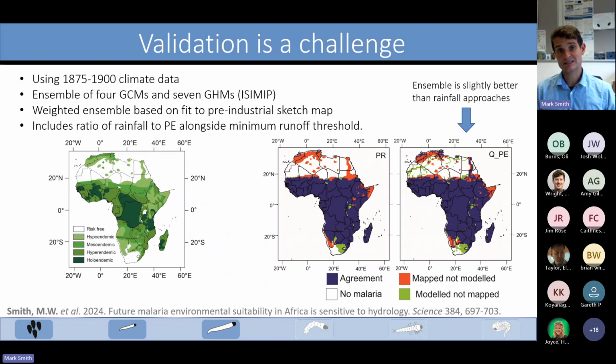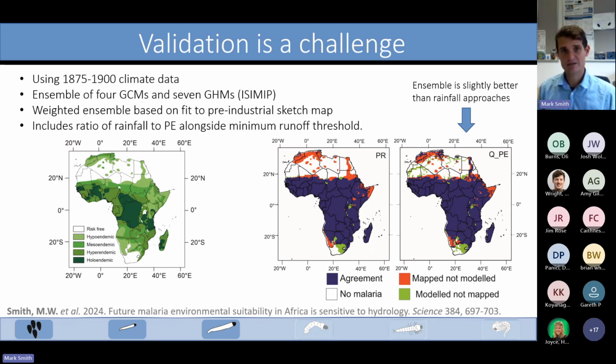Our runoff-based approach, our hydrological approach, suggests that the Orange River corridor would be suitable for malaria. That's not in the sketch map, but we do note that there are records of there being malaria there in the early 1900s. So again, we realise that our sketch map is not a perfect point for validation. We can also see under-prediction in the Horn of Africa on both sets of models.